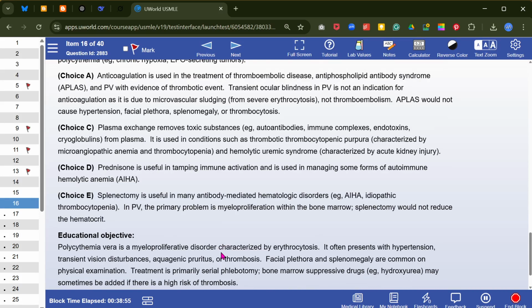Splenectomy is useful in many antibody-mediated hematologic disorders, such as autoimmune hemolytic anemia and idiopathic thrombocytopenia. In polycythemia vera, the primary problem is myeloproliferation within the bone marrow. Splenectomy would not reduce the hematocrit.